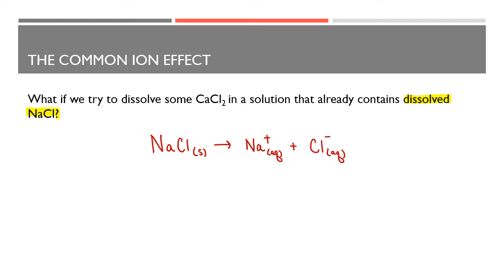So the stuff that I'm writing in red here is the stuff that's already dissolved in a solution, that sodium chloride. Now, what if I take this calcium chloride and I try to dissolve the solid calcium chloride in the solution that already contains that sodium chloride? What I'm going to write here is I'm going to represent this in equilibrium form. So I'm dissolving this new substance in a solution that already has something dissolved in it. Calcium chloride is in equilibrium with calcium ions and chloride ions. And the calcium chloride is in solid form and the ions are in aqueous solution form.